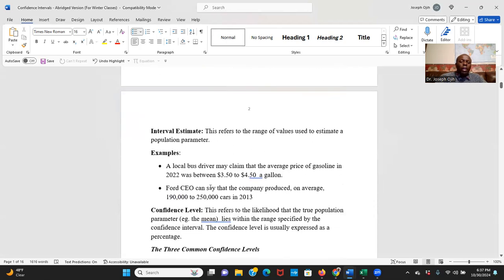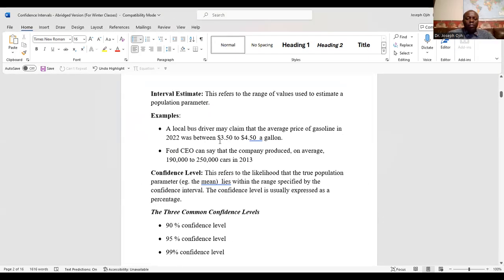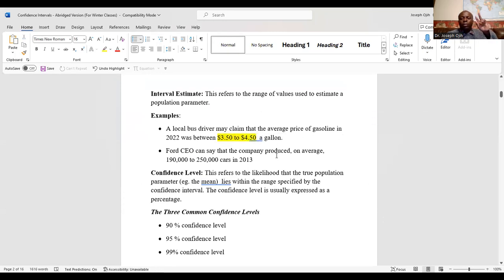However, the one we are interested in tonight is the interval estimate, which tells us the range of values that can be used to estimate the population parameter. For example, the same bus driver might claim that the average price of gasoline in 2022 is between $3.50 and $4.50 per gallon. This time, we're talking about two values, the lower value and the upper value. That is a good example of an interval estimate.